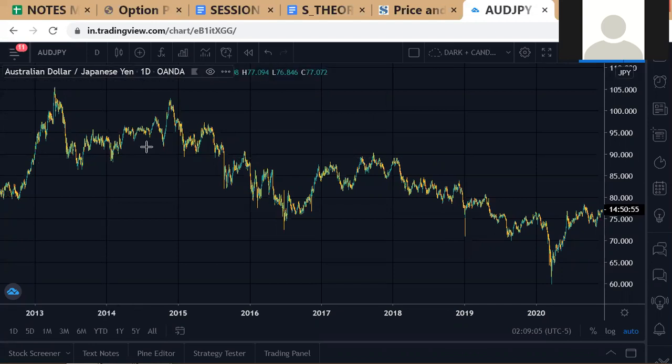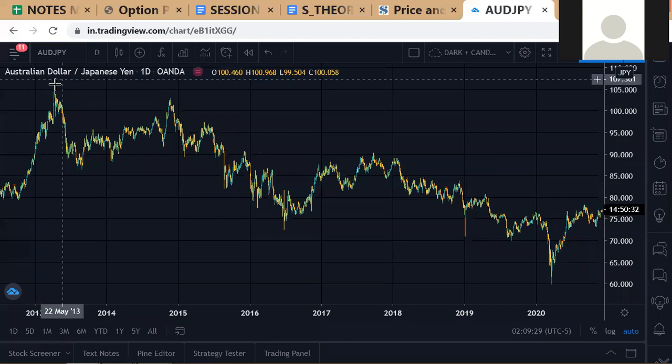Here you can see Aussie yen. Aussie is the base asset and yen is the terms asset. So now it's around 78. So 1 Aussie is equal to 78 yen. Back here it was worth about 105 yen. Now it's worth around 78 yen. Okay. So the idea was this.